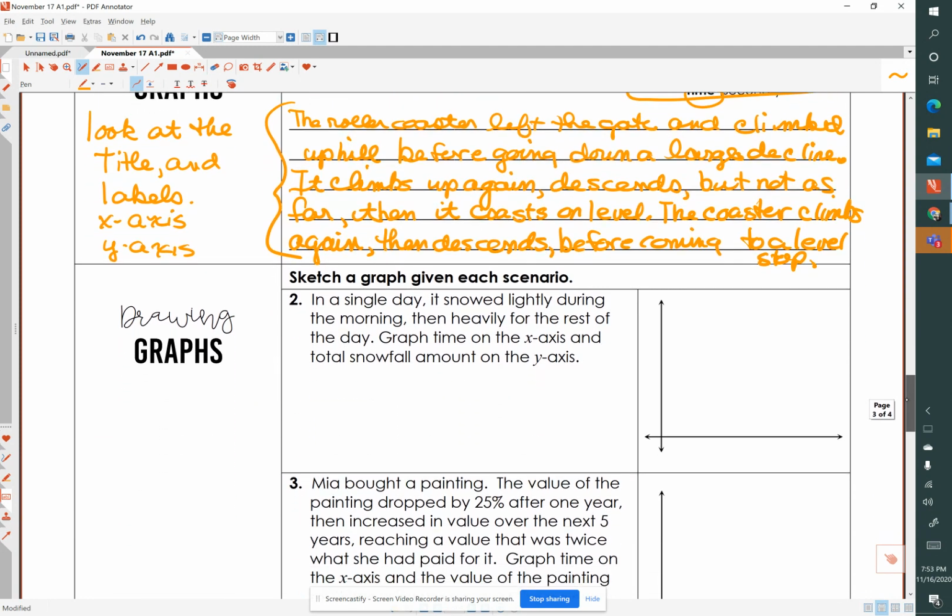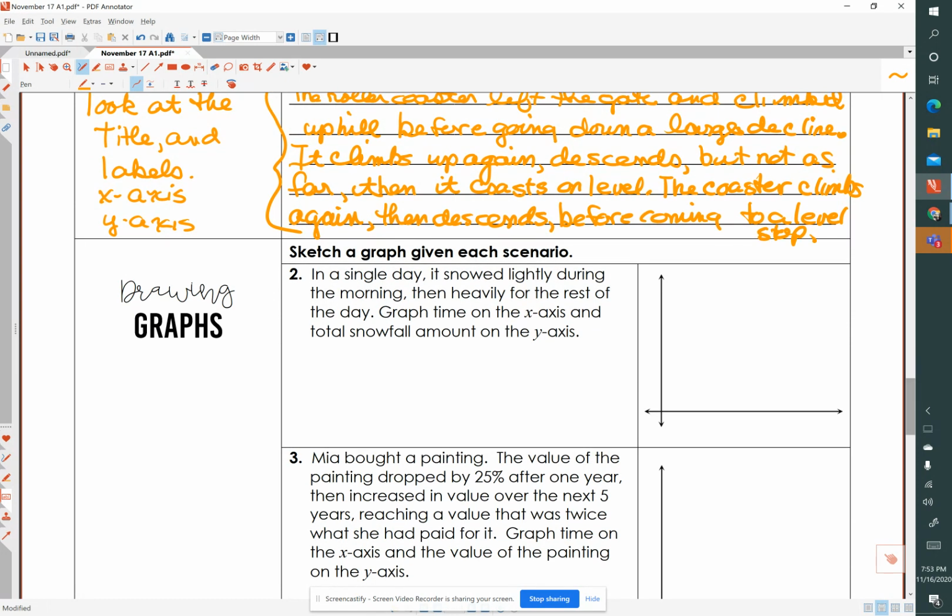Now, so let's think about drawing graphs. How can we sketch a graph for each of the scenarios? So number 2, it says in a single day, it snowed lightly. So all of the graph is one day. It snowed lightly during the morning, then heavily for the rest of the day. That's all. Lightly in the morning, heavily for the rest of the day.